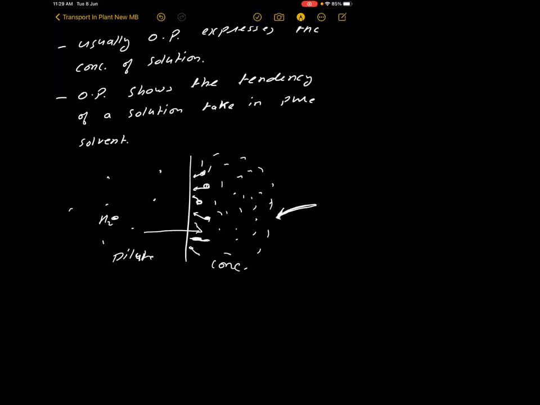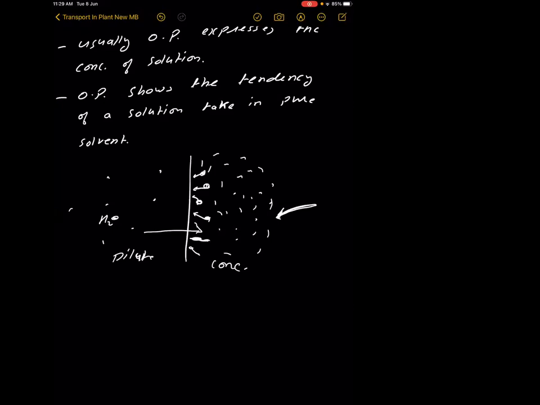To stop the entry of water. Fine, but on the other hand, it shows the tendency of the solution to absorb more and more water. If the concentration is more, the tendency is more, the thirst of that solution to absorb water is more. It means water moves fast.